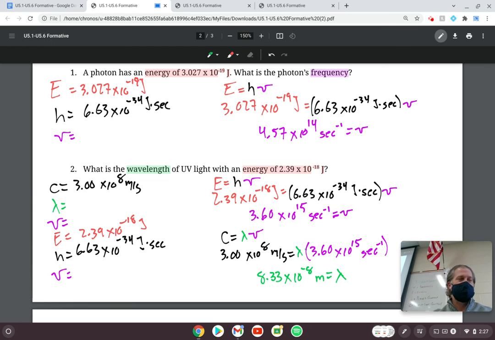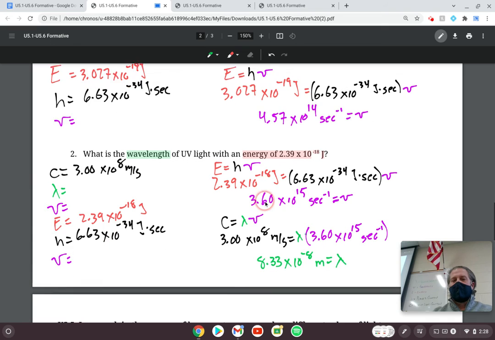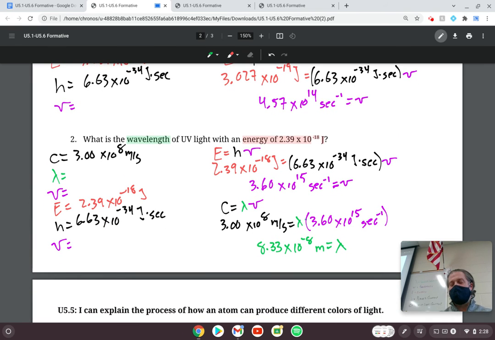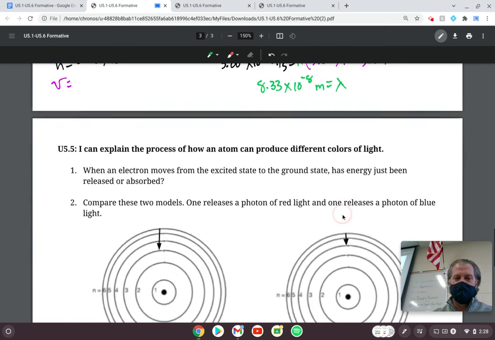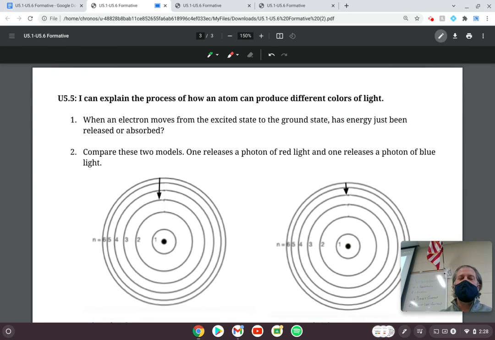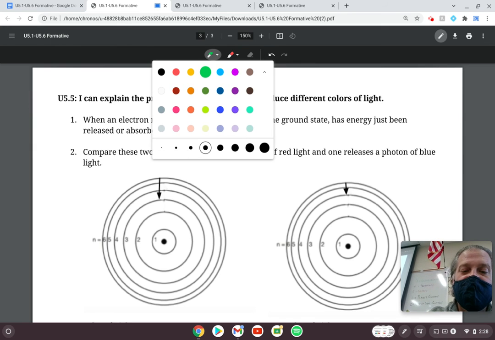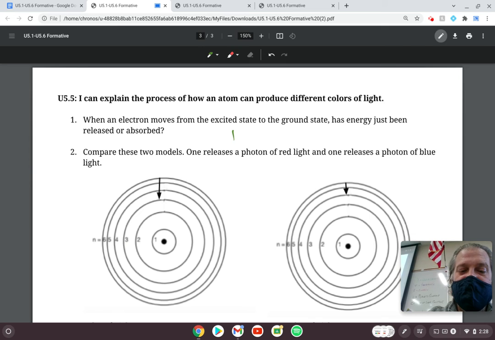Questions about this one? All right, the last page asks you to identify some light concepts in terms of electrons. When an electron moves from an excited state down to its ground state, has energy been released or absorbed? The most correct answer here is that energy has been released.